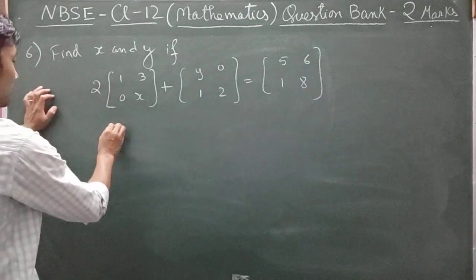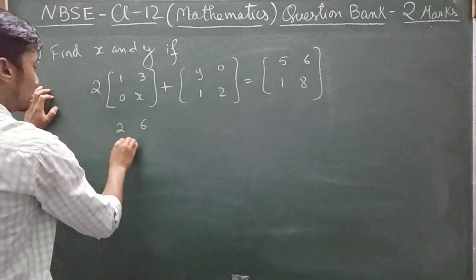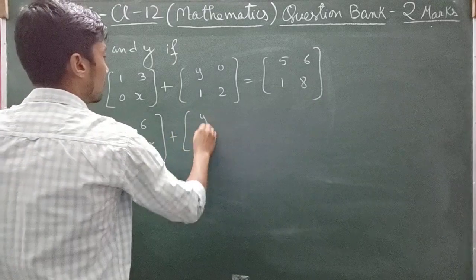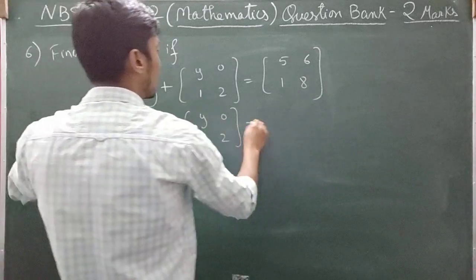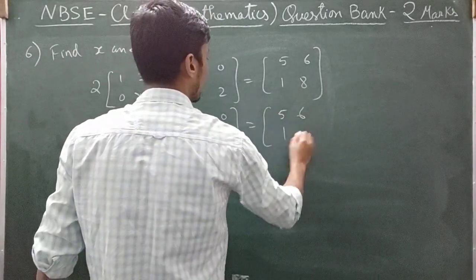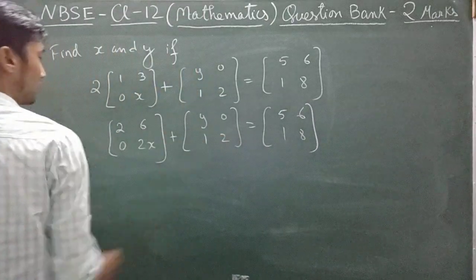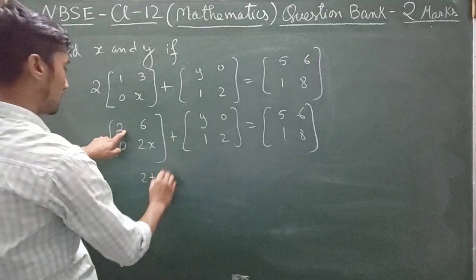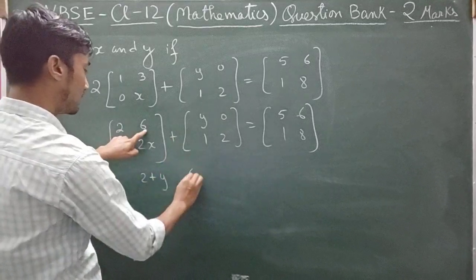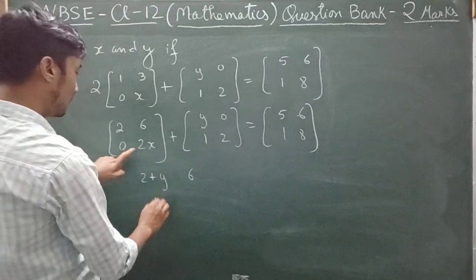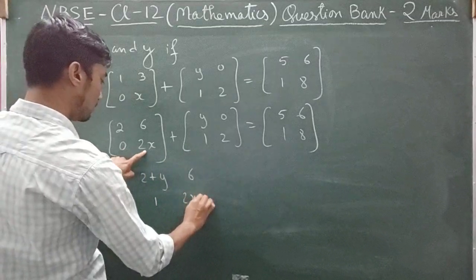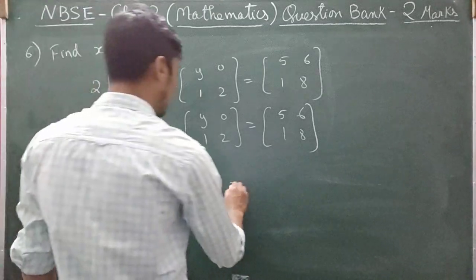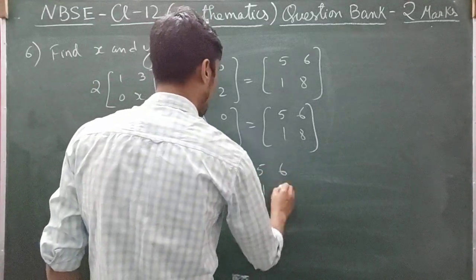So we can multiply. When we multiply, 2 1s are 2, 2 3s are 6, 0, 2x, plus y, 0, 1, 2 is equal to 5, 6, 1, 8. So adding these two matrices, because they are of the same order, we will have corresponding elements: 2 plus y, 6 plus 0 is 6, 0 plus 1 is 1, 2x plus 2. So we'll have a matrix of 2 by 2 equal to 5, 6, 1, 8.